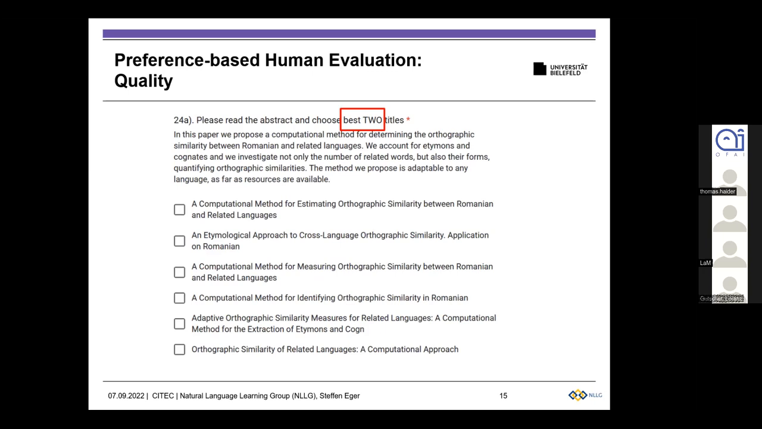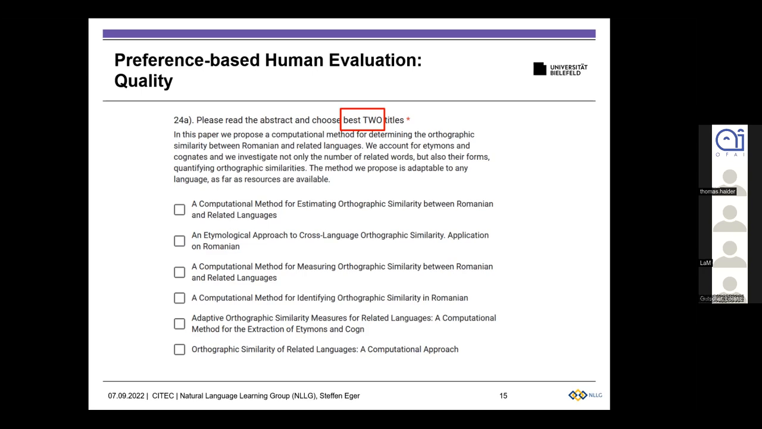The abstract is: In this paper, we propose a computational method for determining the orthographic similarity between Romanian and related languages. We account for etymons and cognates, and we investigate not only the number of related words, but also their forms, quantifying orthographic similarities. The method we propose is adaptable to any language, as far as resources are available.